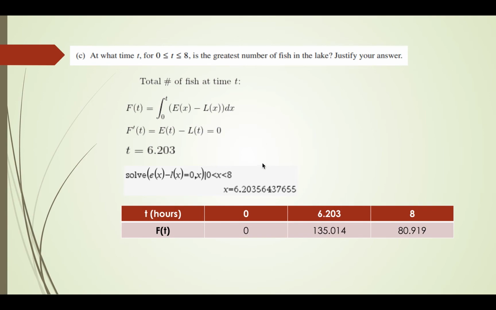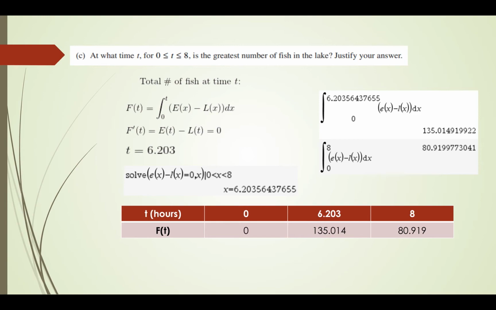The way we actually generate those numbers is in our calculator, of course, by taking the function f and just plugging in our t values as our upper bound. Important here is that when I integrate, I use this entire critical value. I take all those decimal places just to be sure that the answer we get is as accurate as possible. We don't want to round until the very end if we can help it. So we get this answer here, which is the 135 in our table. And at time equals 8, we have 80.